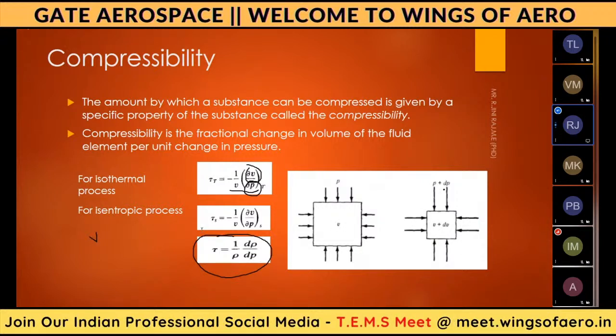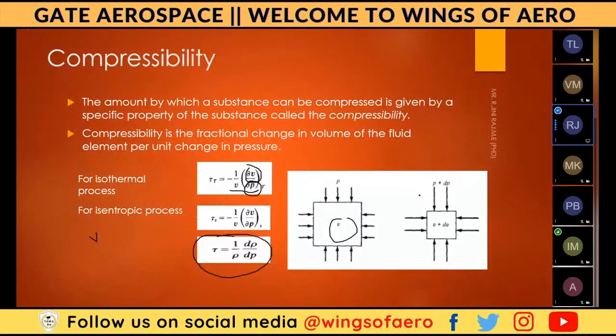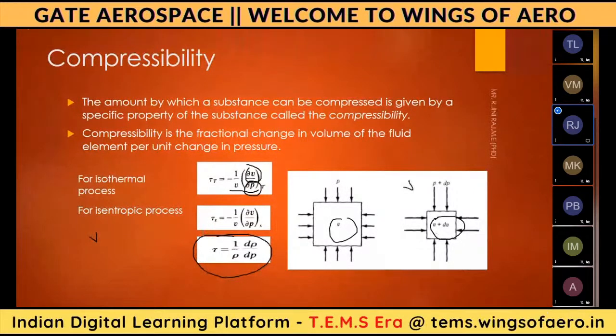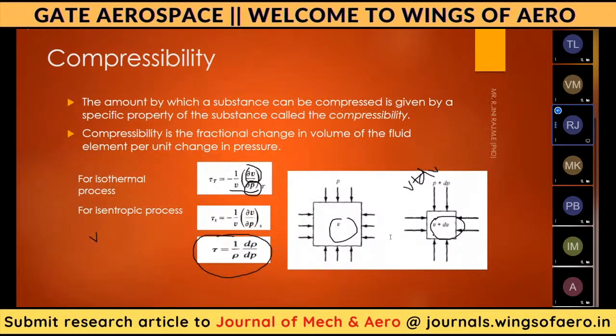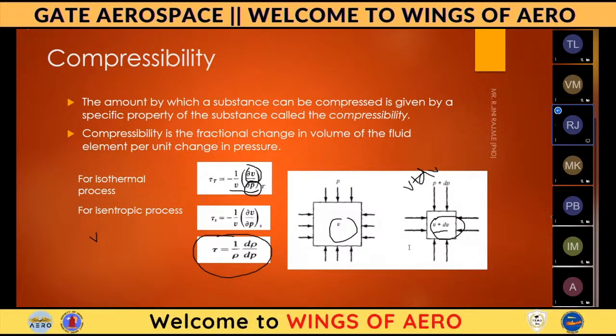In this diagram, you can see that first the pressure is applied to a particular volume V. While applying some pressure, the pressure becomes P plus dP, but there is also a change in volume, represented in the second figure. We represent that changed volume as V plus dV. So compressibility is the fractional change in volume, that is, del V divided by the change in pressure, over the particular volume.